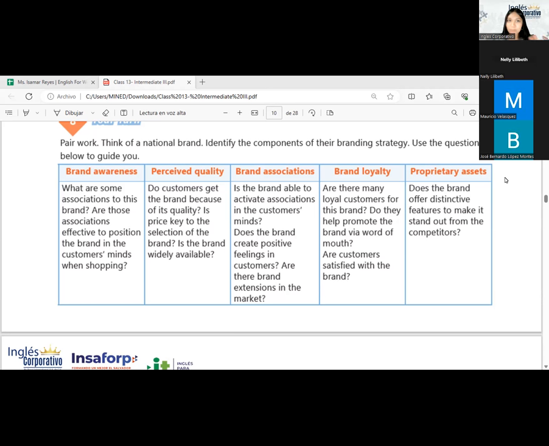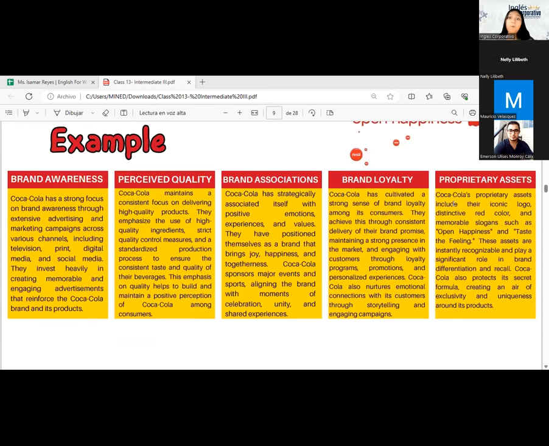Okay. Let me ask you something, okay? Were you paying attention when I explained the example of Coca-Cola? Yes, miss. Excellent. Okay. So now, what you need to do is just replicate the same thing with a product. Of course, you won't add a lot of information, as you can see that I have added. You are going to add just two ideas for each component. Yeah, that's what you need to do.